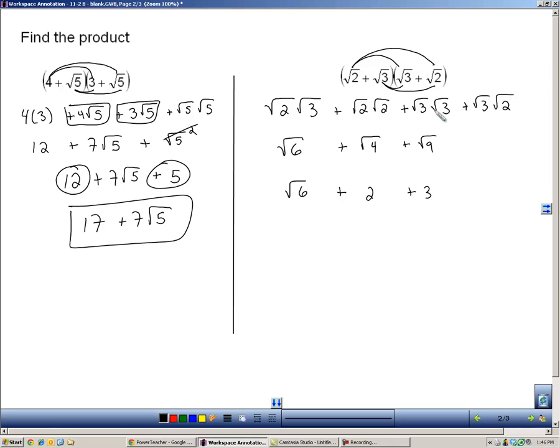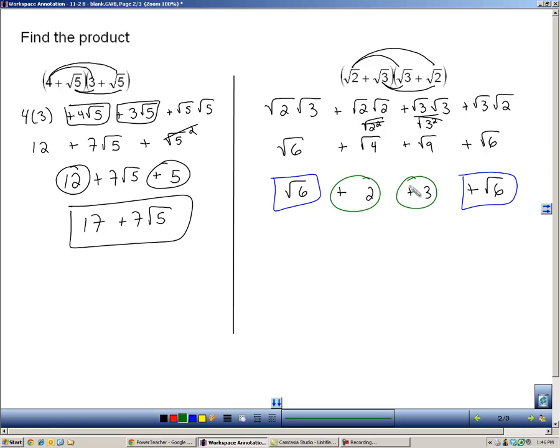I also could have thought about these two middle terms a different way. I could have thought about them as square root of 2 squared and canceled the square roots, and square root of 3 squared and cancel them. I could have thought about it that way, but it really doesn't matter. And then plus the square root of 6. So now hopefully you'll notice a couple like terms. Now I say they're like terms, they're actually like radicals, so I probably should call them that. So 1 root 6 plus 1 root 6 is 2 root 6, and 2 plus 3 is 5.